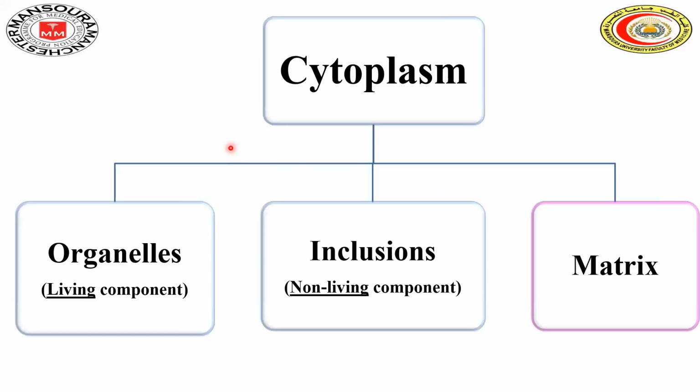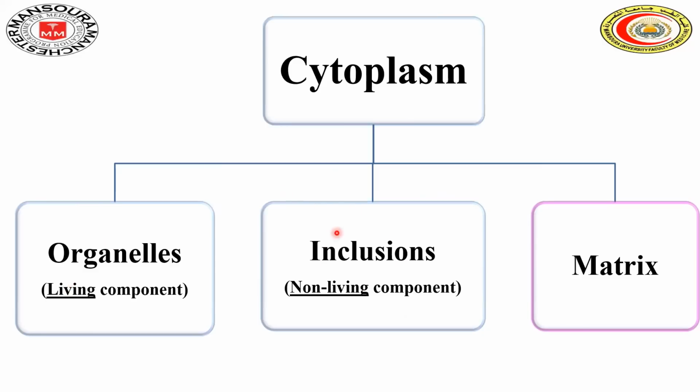Let's move to the second component of the cell, which is the cytoplasm. So we mentioned the cell membrane. The second component is the cytoplasm. Cytoplasm can be divided into three parts. Inside the cytoplasm, we have what we call cell organelles. These organelles represent the living part of the cell. So they are living, they are functioning, they have a specific function that they perform.